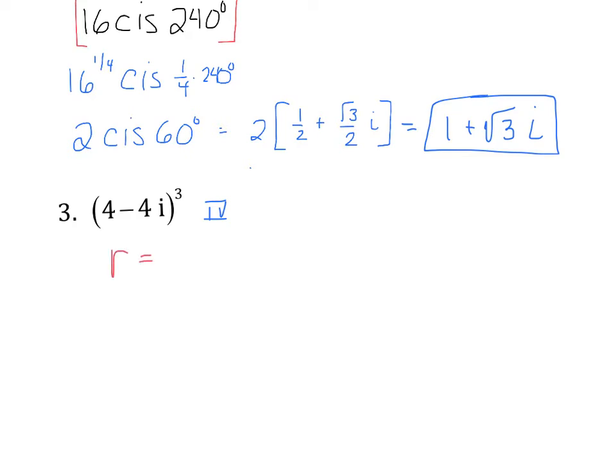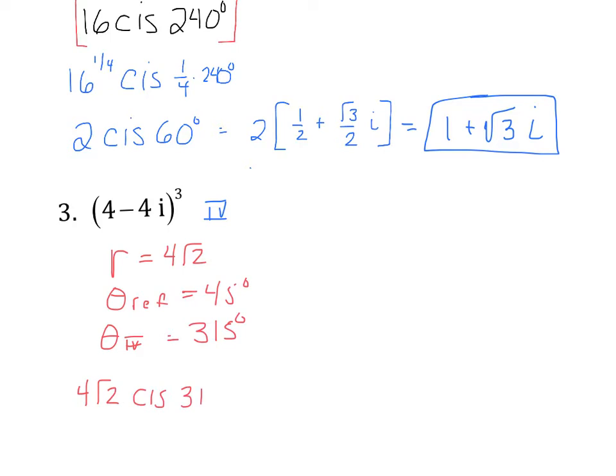So we know this is going to be a 45, 45, 90. The reference angle on my theta is a 45. But I need to know the real angle that's in the 4th quadrant. So that 4th quadrant 45-degree angle is 315 degrees. So now I rewrite this as 4 root 2 cis 315.